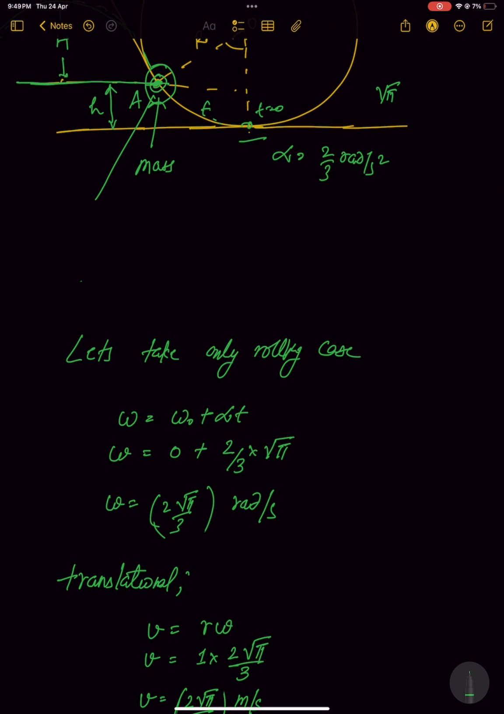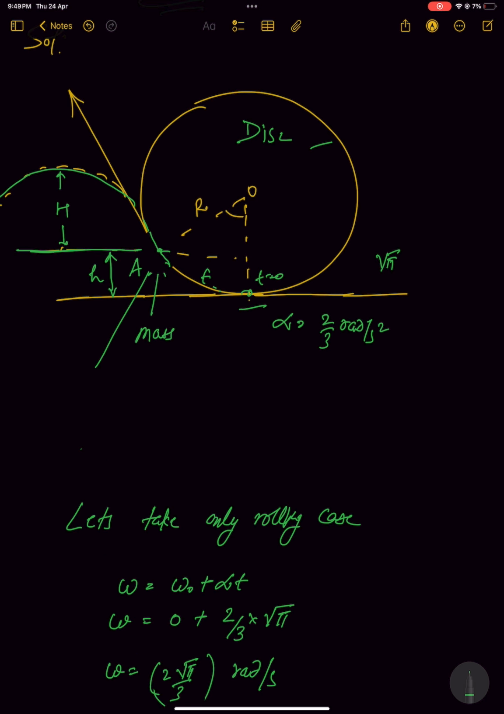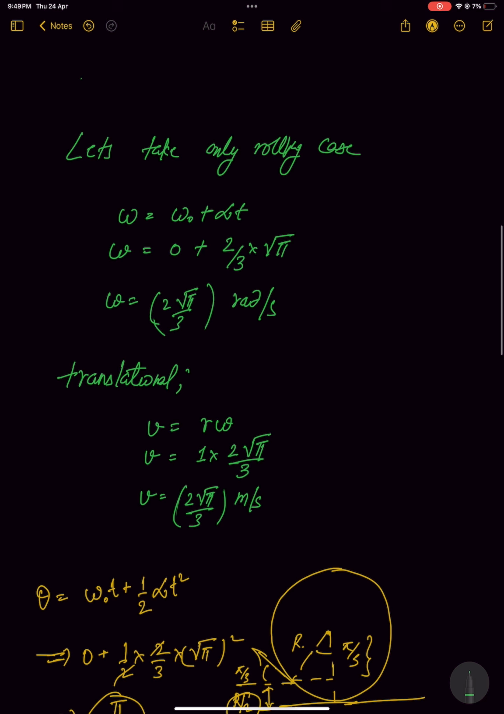So let's talk about the rolling case. We have to find at time t equals pi what omega and v are, so that we can go with further calculation. Omega equals omega naught plus alpha t. Putting the values, alpha is 2 by 3 radians per second square, time is pi. So omega becomes 2 pi by 3.